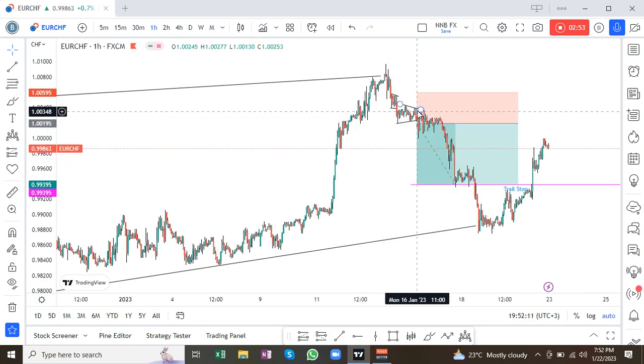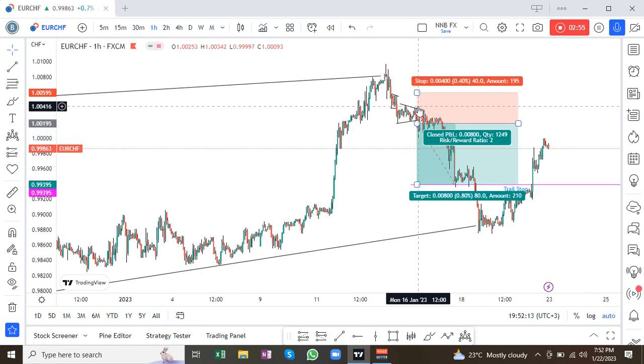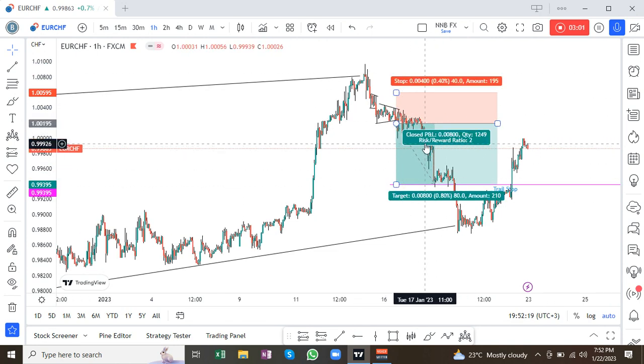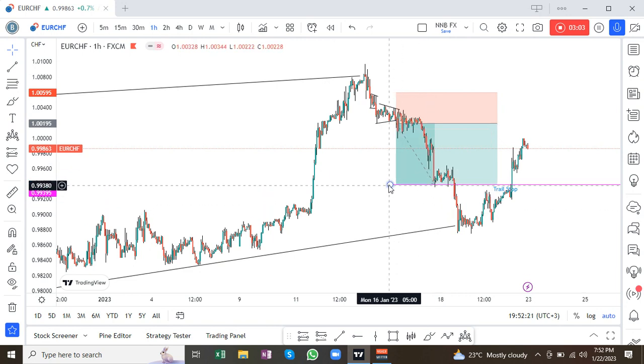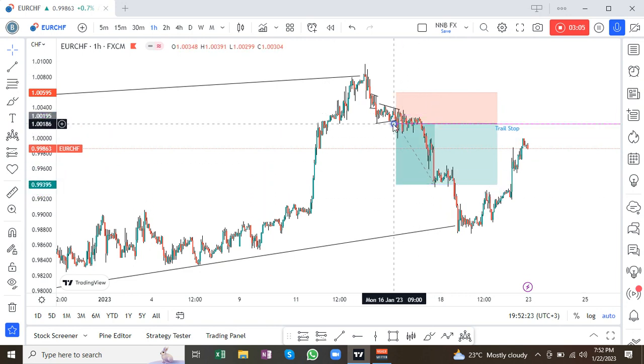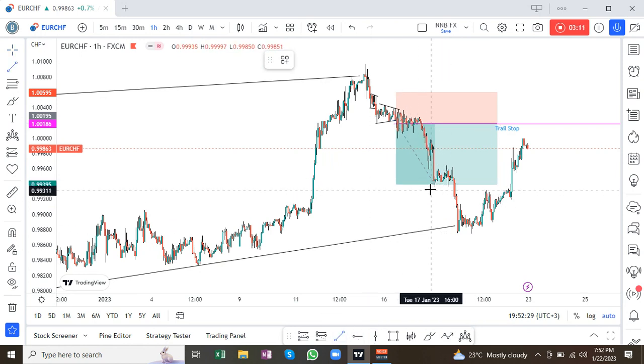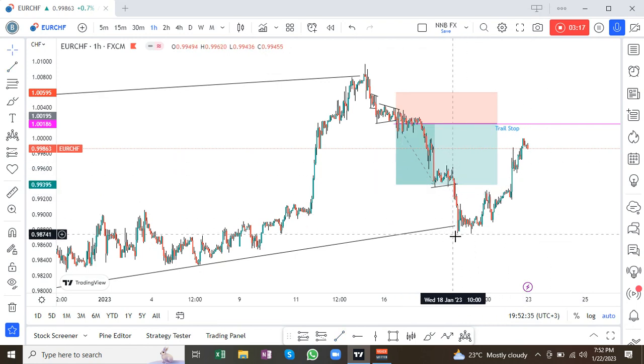And after I entered on the break of that correction, the market impulsed down a little and then it corrected for a few hours before impulsing down. And after this impulse right here, I moved my stop loss to break even. After that, it created another correction right here and it broke that correction and impulsed down again.